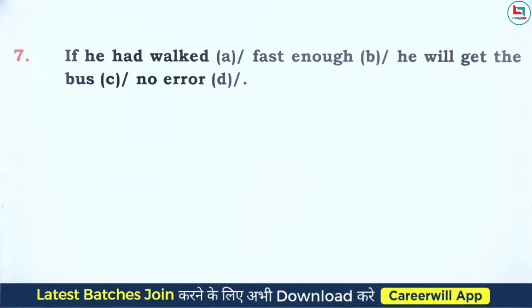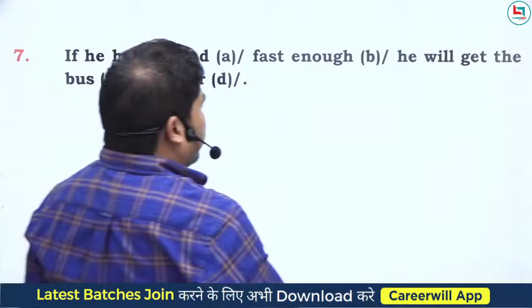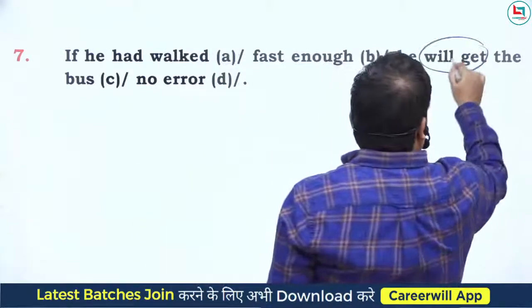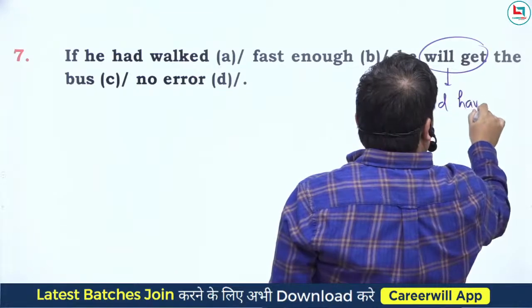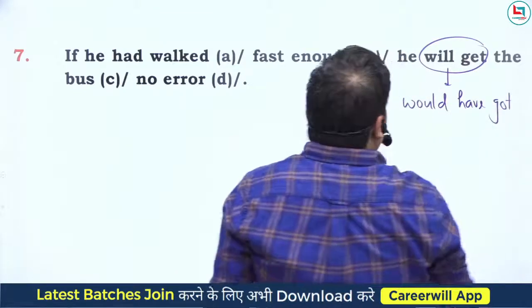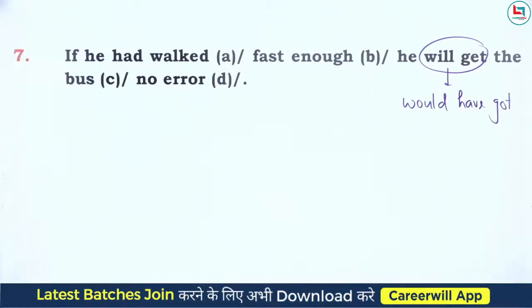If he had walked fast enough, he will get the bus. If he had walked, this is type 3. Will get is incorrect. It should be would have got. He would have got the bus. So don't go by your gut feeling. You just need to assess the standard structure and then you will decide.